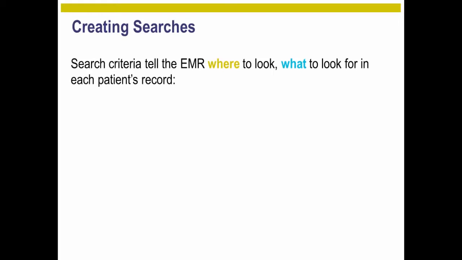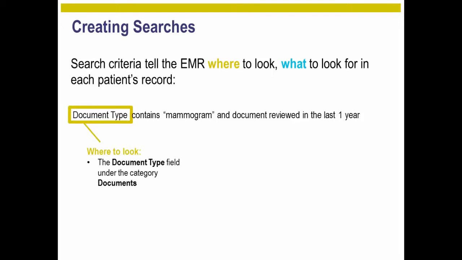So how do you establish criteria for a search? Well, it's helpful to first understand how the criteria will function. Essentially, every line of criteria in an Accuro search will be composed of two basic parts. The first part tells the system where to look in the patient's chart. In this example, document type is a specific field under the document category in the patient's profile. The search is going to look in this field for every patient to find a record.